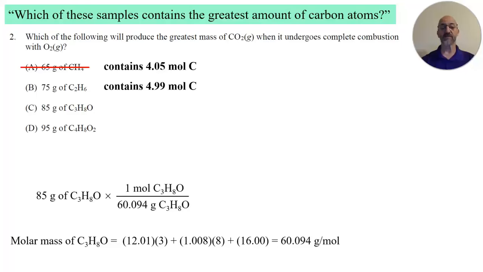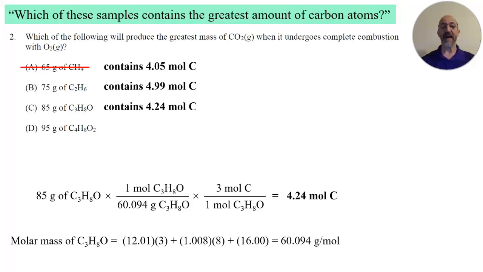Now I see a subscript of 3 for the carbon. So there's 3 moles of carbon for every 1 mole of this substance. 85 divided by 60.094 times 3 gives me a value of 4.24 moles of carbon. And again, since the question is looking for the greatest amount of carbon atoms, and choice C has 4.24 moles of carbon, which is less than 4.99 moles of carbon, I can eliminate choice C.